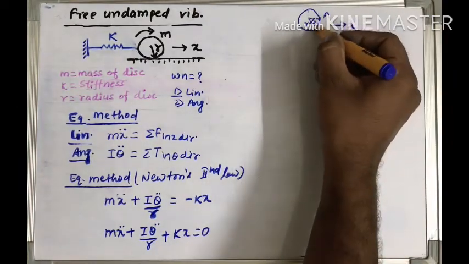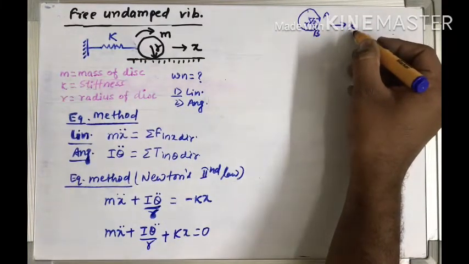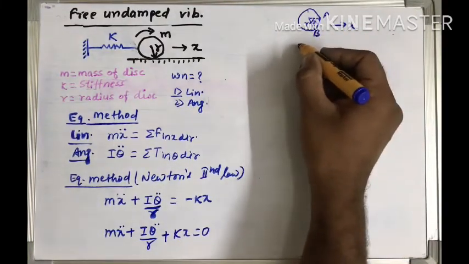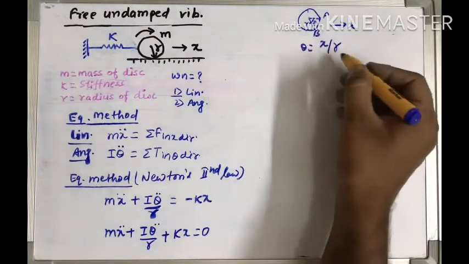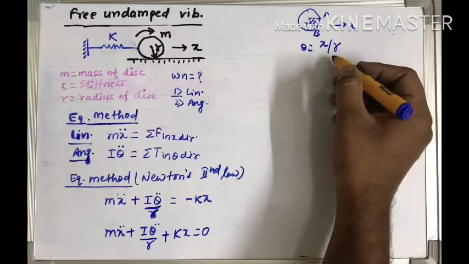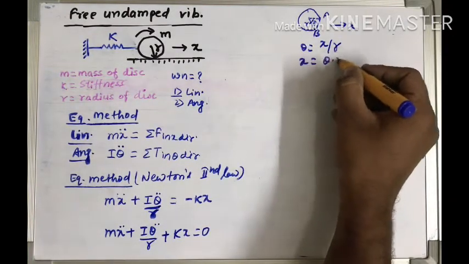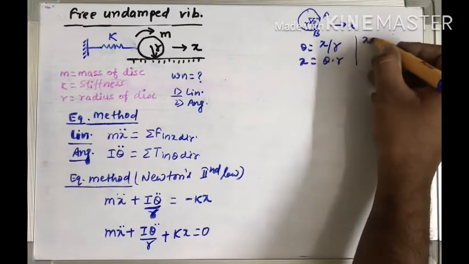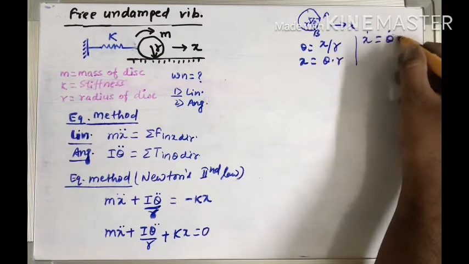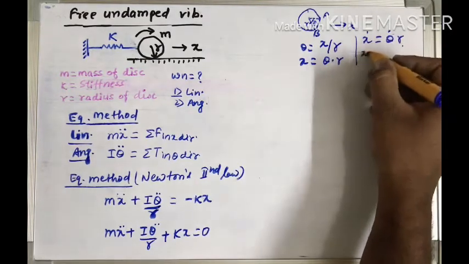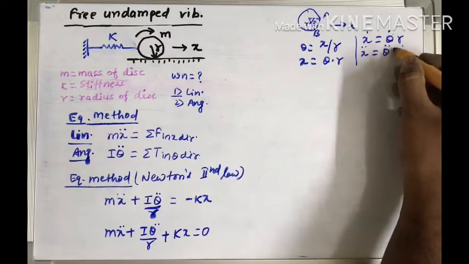So this arc AB would be equal to x. In this condition we can write that theta is equal to x by r, since angle is equal to arc upon radius, so x can be written as theta into r. Now if we find the first derivative of x, it would be the first derivative of theta into r, since r is constant, and the second derivative of x is the second derivative of theta into r, since r is constant.